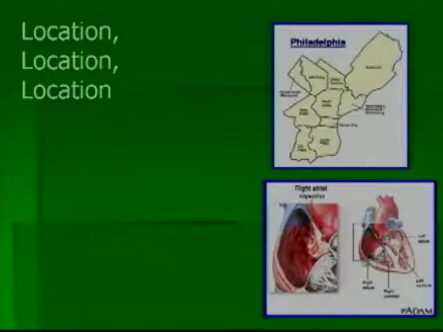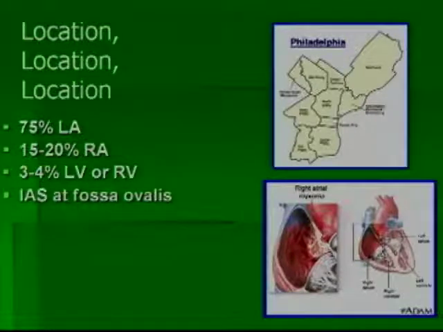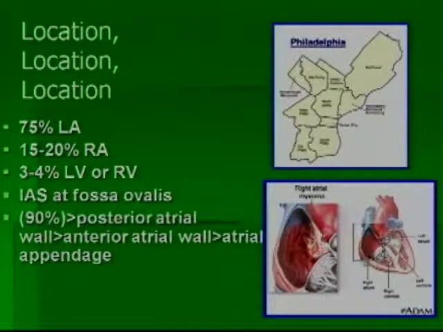Location is very important in real estate, but also in myxomas. This is an example of some Philadelphia real estate where I live. 75% of myxomas are found in the left atrium, 15 to 20% the right atrium, and of course the remainder are going to show up in the left ventricle or the right ventricle. They often, in the atria, are attached to the interatrial septum at the fossa ovalis. About 90% are here, and then with decreasing frequency, they're found in the posterior atrial wall, the anterior atrial wall, and the atrial appendage.